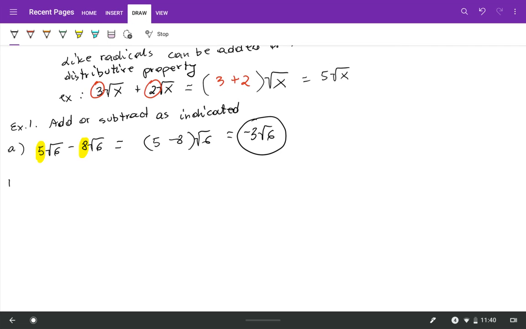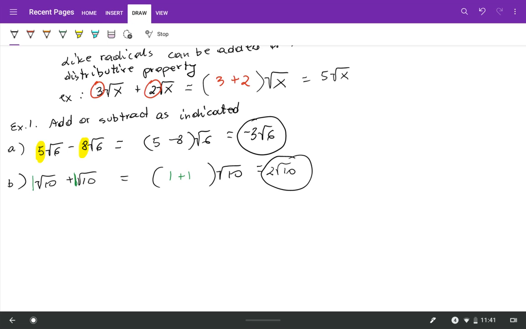Let's do one more, B. We have square root of 10 plus square root of 10. Here we're going to use the distribution property. We put the square root of 10 outside of the parenthesis. In front of the square root of 10 it's 1, because if you don't see a coefficient, it's just 1. And in front of the second square root of 10, it's also 1. So we have just 1 plus 1, and that will give you 2 square root of 10, which is the solution. So we're not adding the numbers under the radical, we're just adding the coefficients in front of the radical.